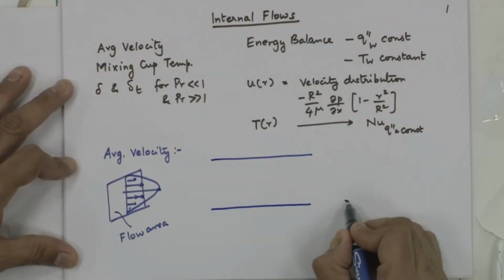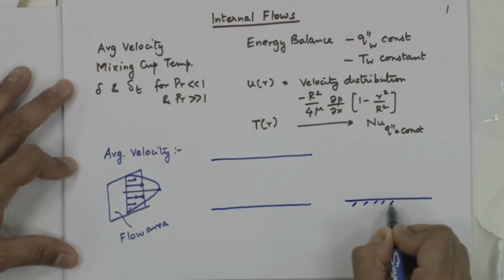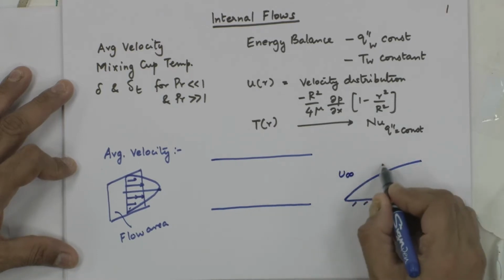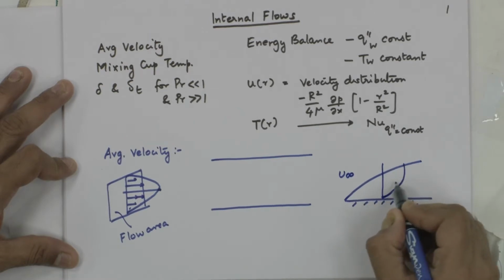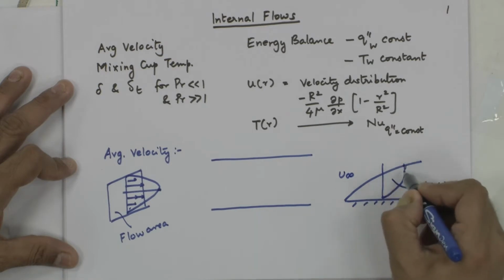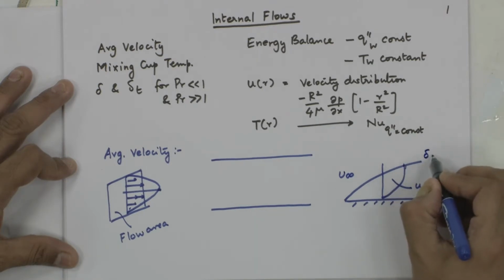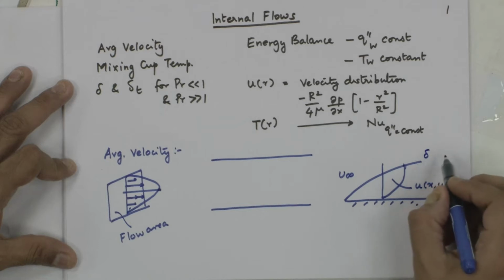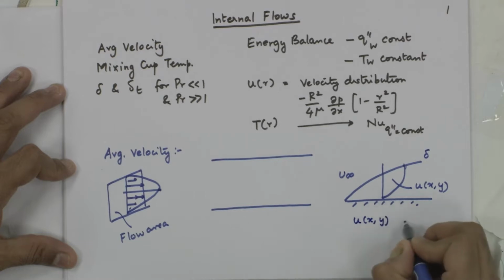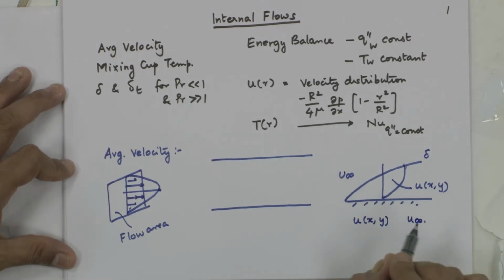Why do we need this definition of average velocity, and how and why is it important? See, in external flows, it is a good idea to compare a little bit. In external flows, you had u infinity and then you had local u, which is a function of x comma y, and the boundary layer was defined such that your velocity was 99% of the free stream velocity. So, you had variables u of x comma y and u infinity in external flow.